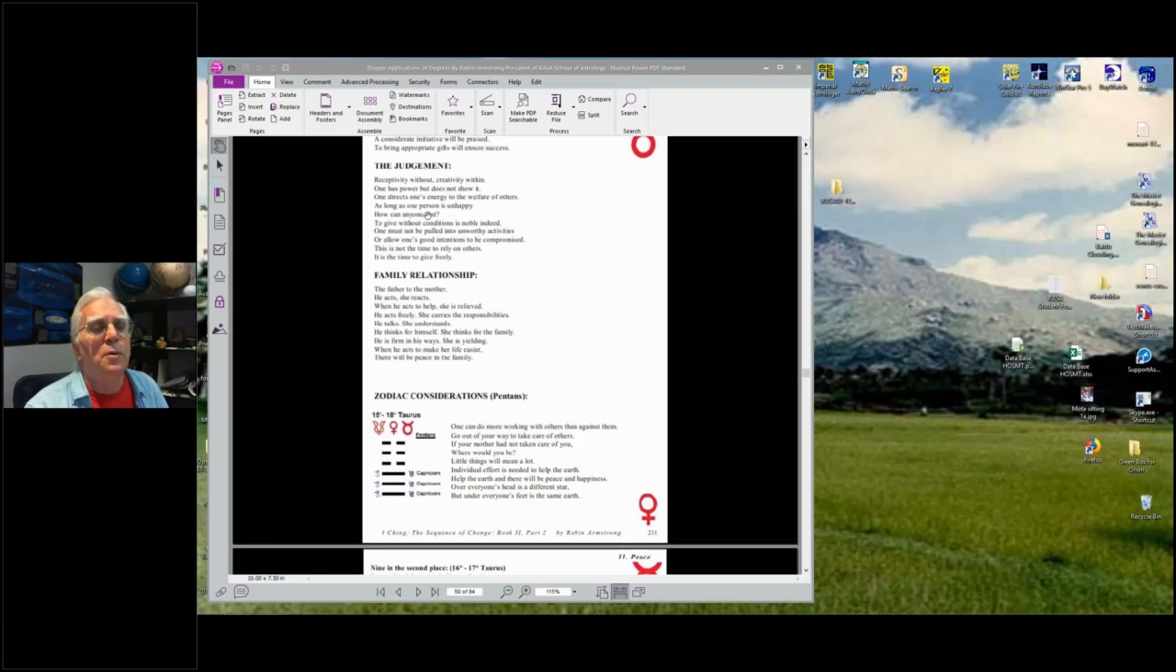As long as one's person is unhappy, how can anyone rest? To give without conditions is noble indeed. One must not be pulled into unworthy activities or allow one's good intentions to be compromised. This is not the time to rely on others. It's the time to give freely.